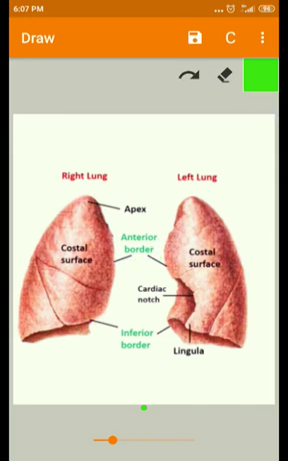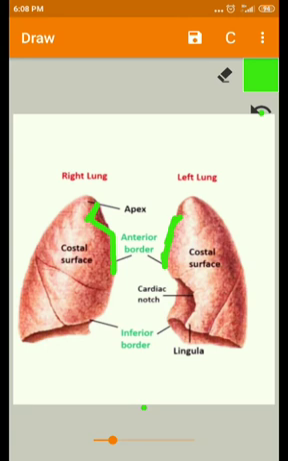The anterior border is very thin, from here to here only. This is the anterior border. The anterior border is thin and it is shorter than the posterior border. The posterior border is longer, but the anterior border is shorter. So both the anterior borders are shorter here.